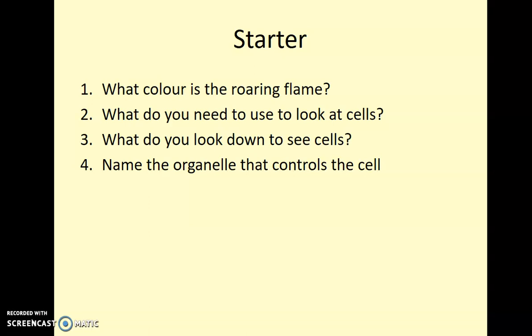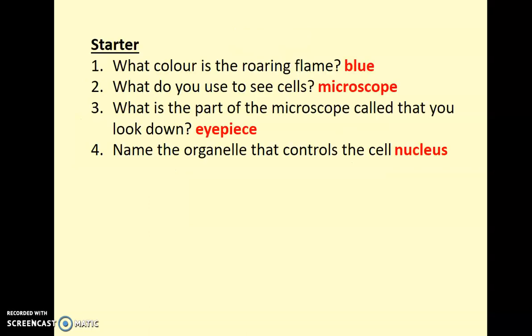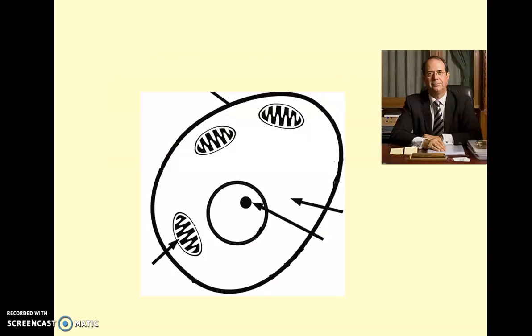Okay, so let's see how well you've done them. What colour is the roaring flame? Hopefully you've all got blue. What do you use to see cells? It's a microscope. And what is the part of the microscope called that you look down? It's the eyepiece. And name the organelle that controls the cell, which is a nucleus. So hopefully all of you got at least 2 out of those 4 questions. If not, don't worry, it is asking you to remember and recall some of the information that you were taught at the start of Year 7 and Year 8.